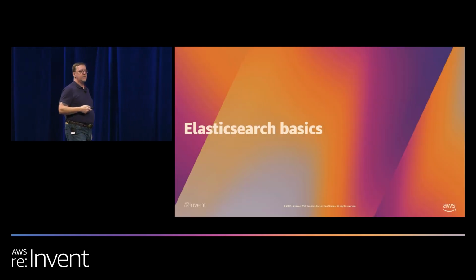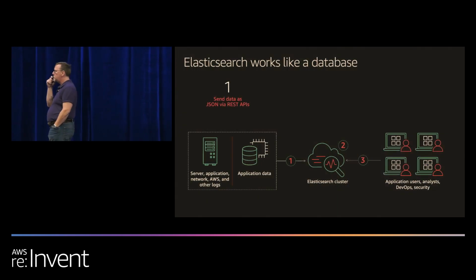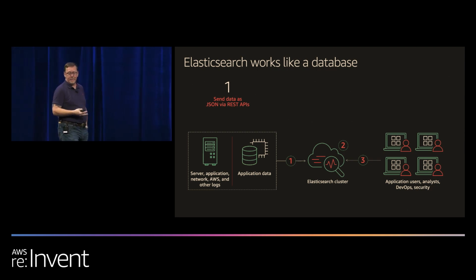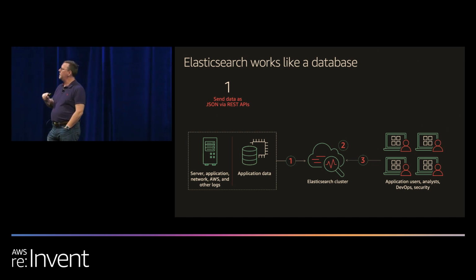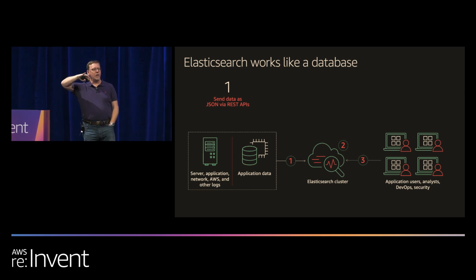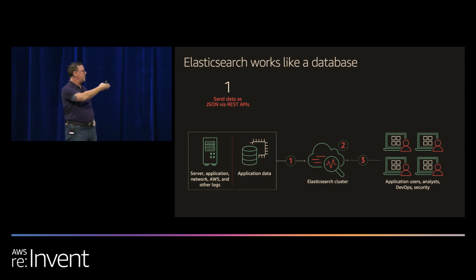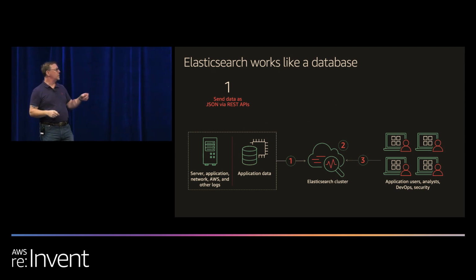All right, so let's just do some quick Elasticsearch basics. Elasticsearch is a database, and it works like a database. You have some sources of data, which are your servers, your applications, your network, your AWS, all of these other servers or applications generating log data, and that is going to your Elasticsearch cluster.